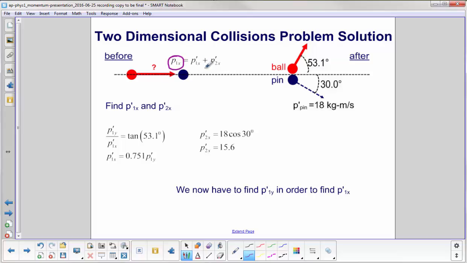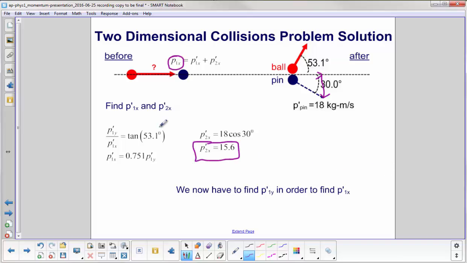And that will be P1 prime x plus P2 prime x. So let's take these quantities over here and resolve them into their x components. First of all, for the pin, which is P2, the hypotenuse of this is 18. It makes a right triangle like this. So when we want to find P2 prime x, it's just 18 times the cosine of 30. And we get P prime 2x is 15.6. We're going to leave the units off here. We'll bring them back at the end because we're doing so much math.